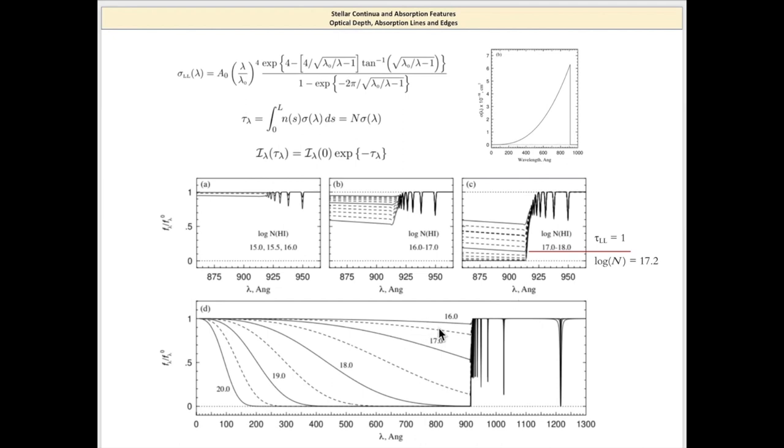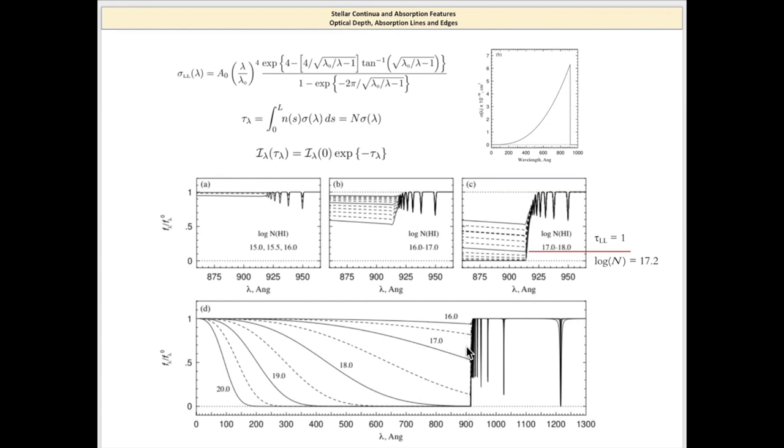Okay, as you go, this is a larger scale plot showing you, of course, above 1,000 angstroms, or I should say above 912 angstroms here, you don't get any break. This is interesting: you can start to see the damped lines in the Lyman alpha line. So this is Lyman alpha, beta, gamma, delta, epsilon, and then all the way up to n equals infinity, and then you have the break.